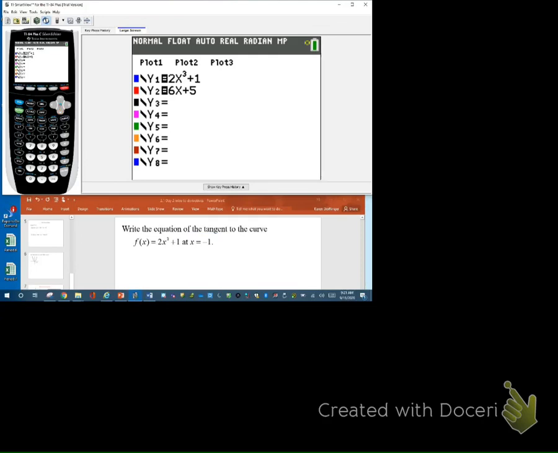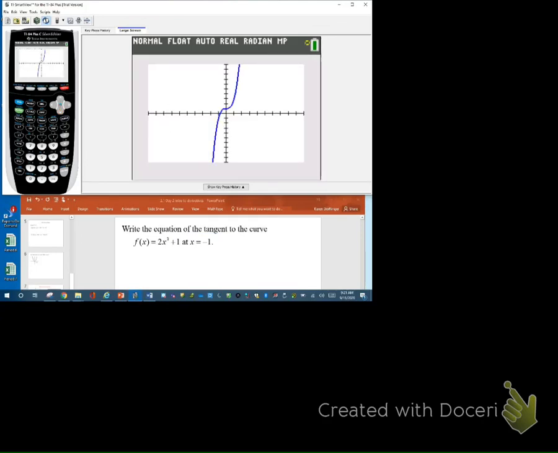So I'm hitting graph now. Takes a little while, but it's going to graph the tangent, and look at that, perfect. It's tangent at exactly -1. Pretty nifty, you gotta say.